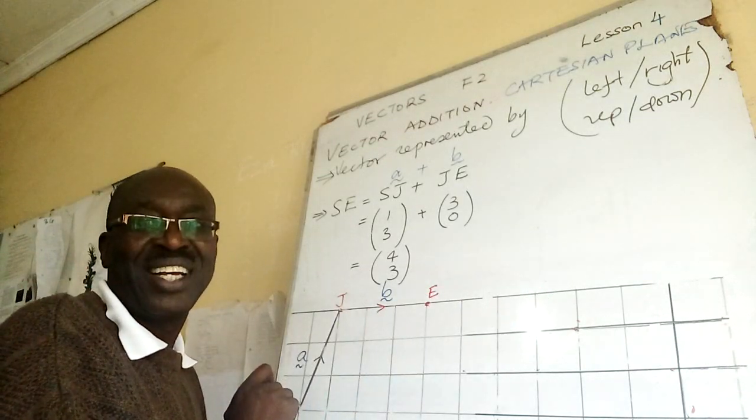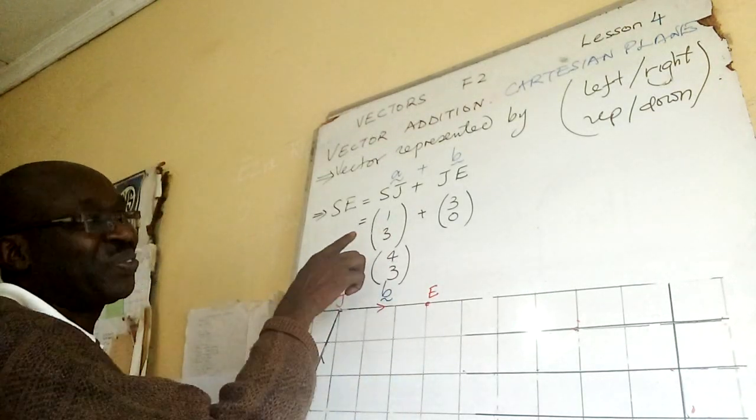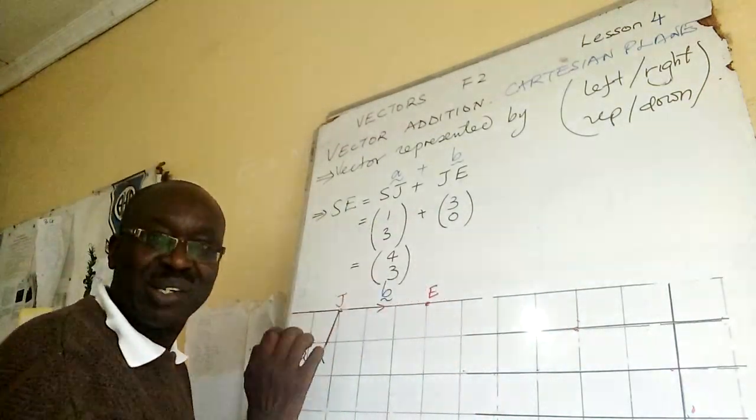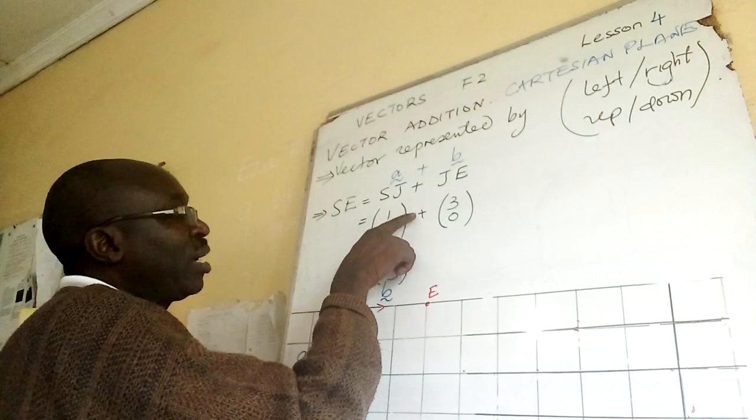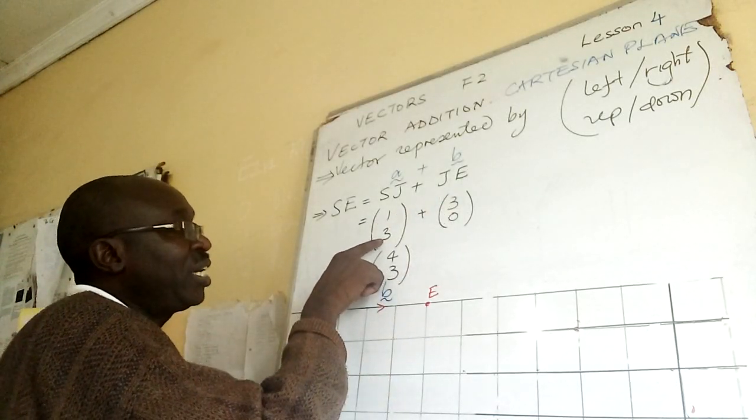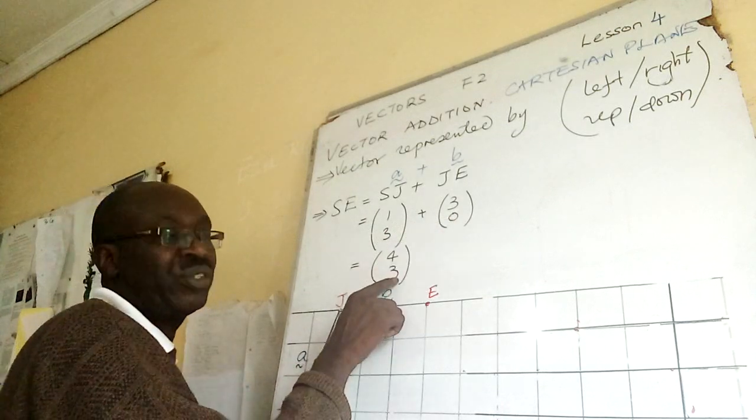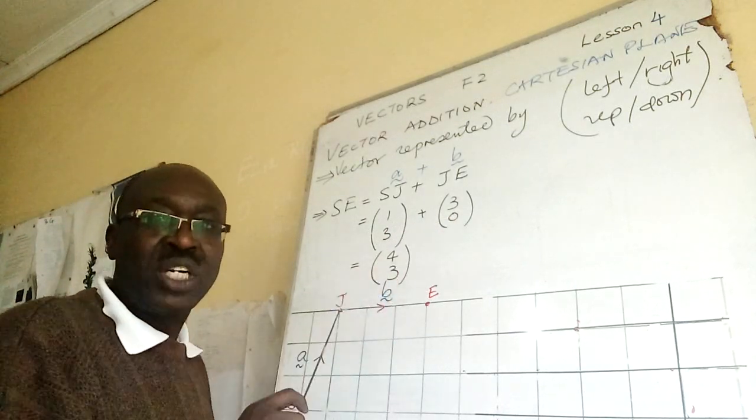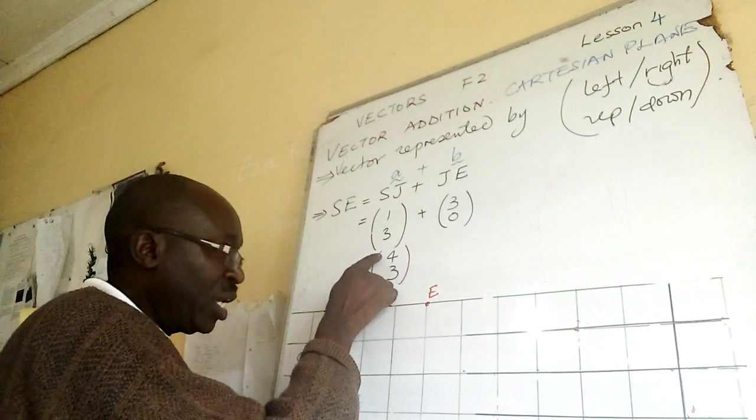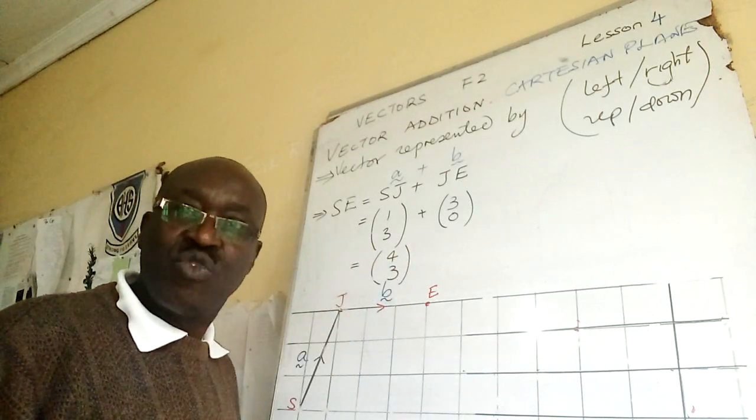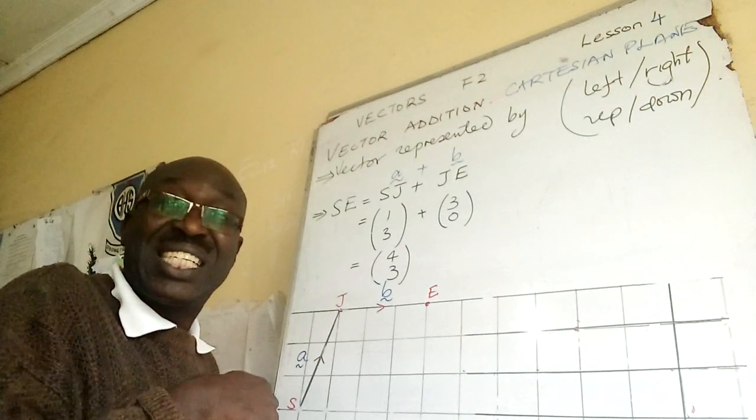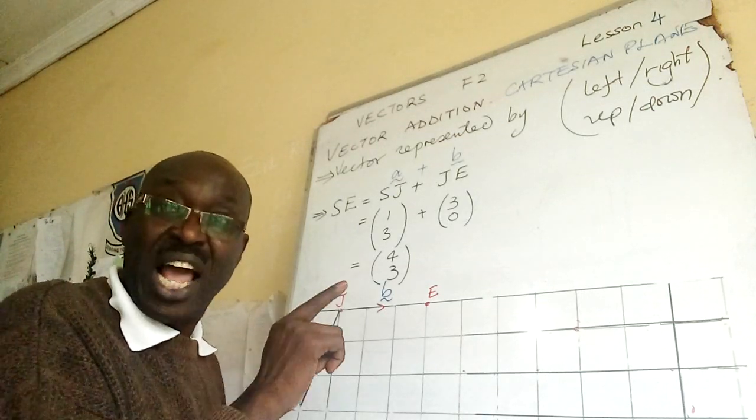Okay? So we can add these two. Add the top separately and the bottom one separately. So you have 1 plus 3 gives me 4. And then 3 plus 0 gives me 3. What does this result mean? This is a movement that takes you from the starting point to the end point.